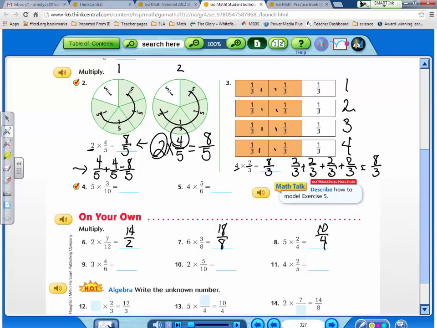And then we can talk about breaking these into products of whole numbers and unit fractions like we did in lesson 8.1, and 10/4 is equal to 10 groups of 1/4. So we're just kind of playing around with all of these different strategies to take a look at them.